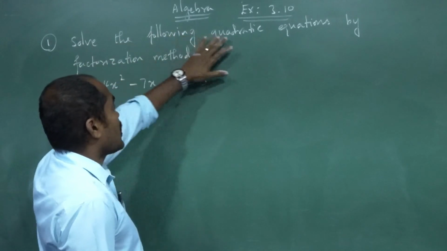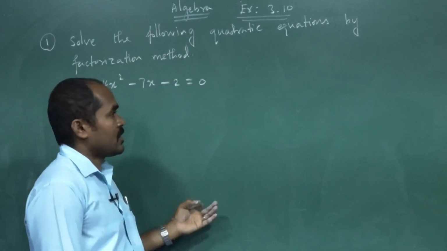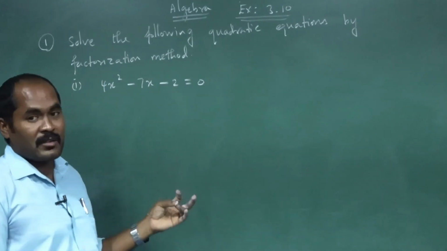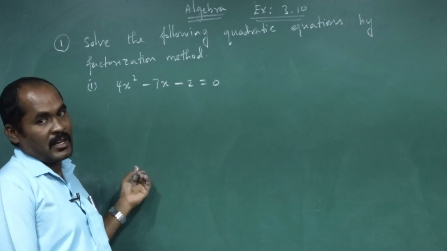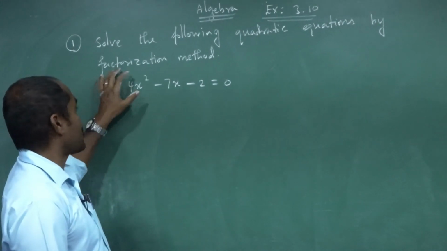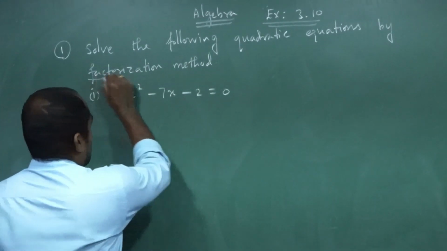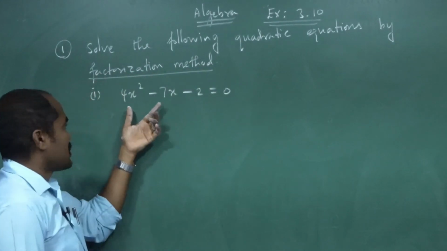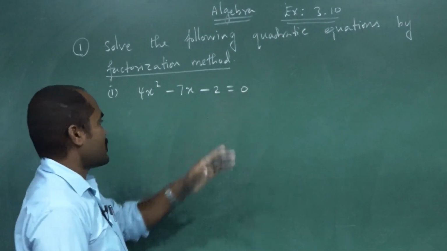Solve the following quadratic equation by factorization method. So we have three methods. One is factorization, second one is completing the square, and third one is quadratic formula. So now we do the factorization method. Solve the equation by factorization method. So given quadratic equation is 4x square minus 7x minus 2 is equal to 0.